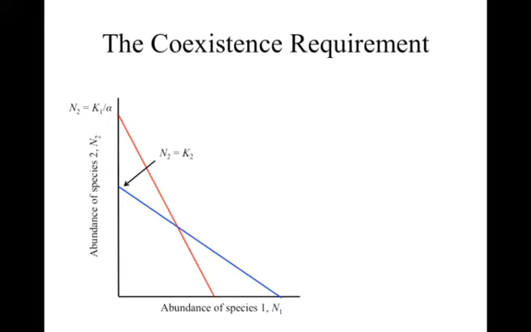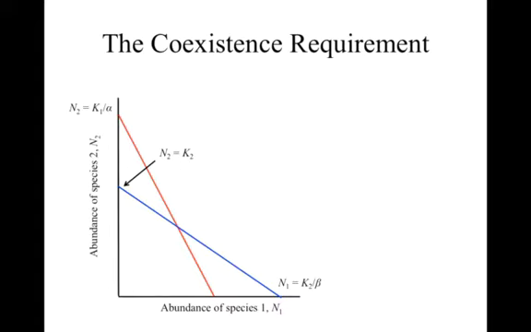If I have no species 1, then species 2 should be at its carrying capacity. So that's where that intersects. So if I need the red line, the species 1 isocline, to be higher than the blue line, the species 2 isocline, that means I can put a particular relationship onto K1 relative to K2 and alpha. We're going to look at that relationship in a minute, but let's take a look at the other side.